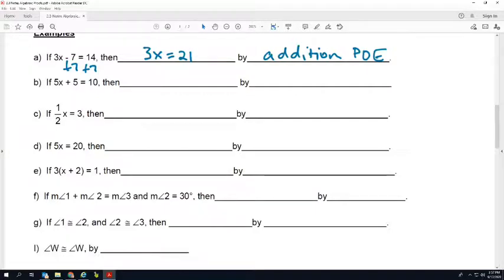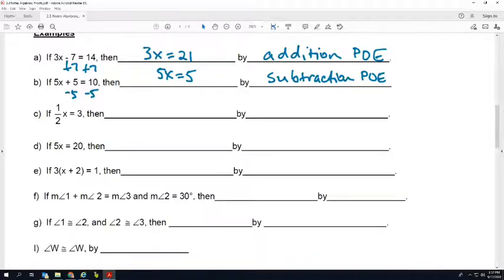In order to solve this, our next step would be to subtract 5. And that would make it 5x equals 5. And we use the subtraction property of equality.